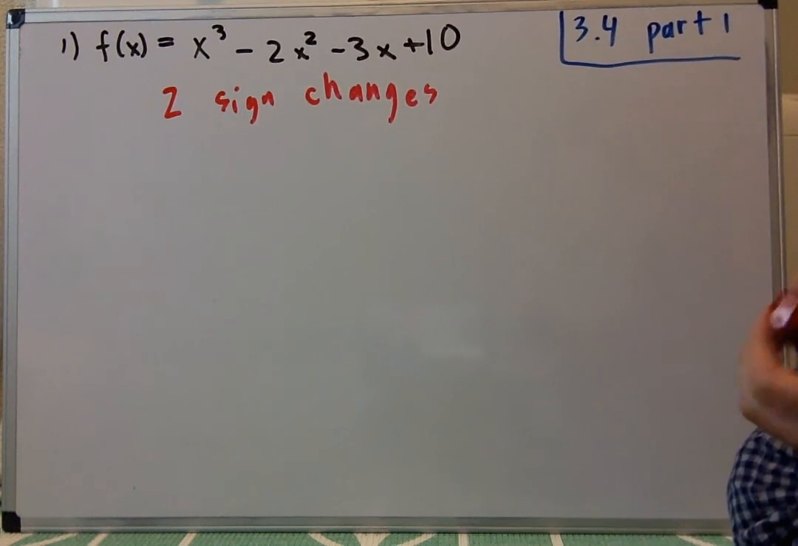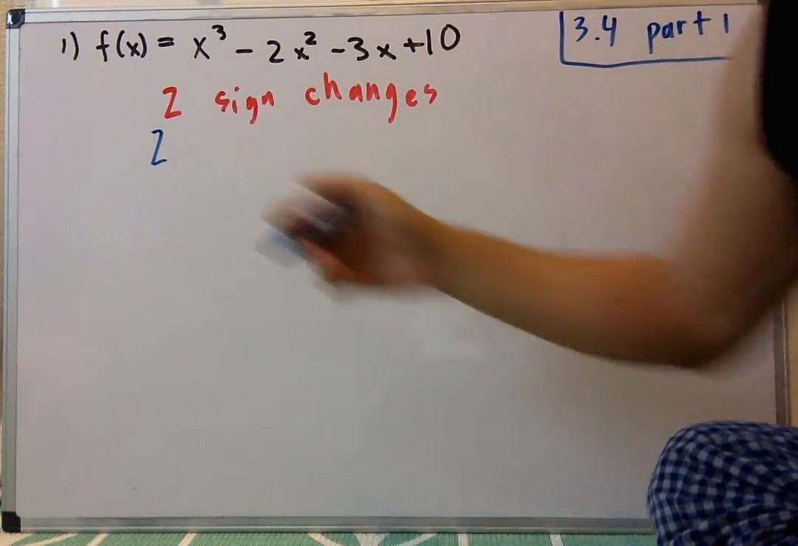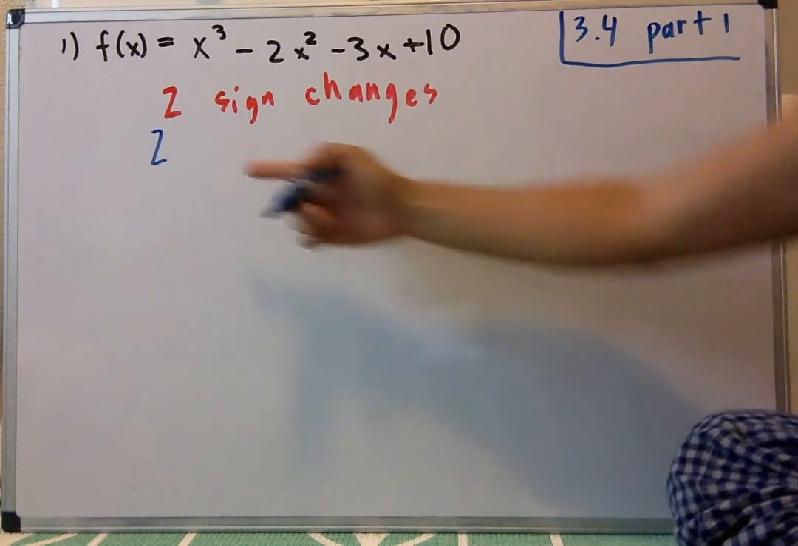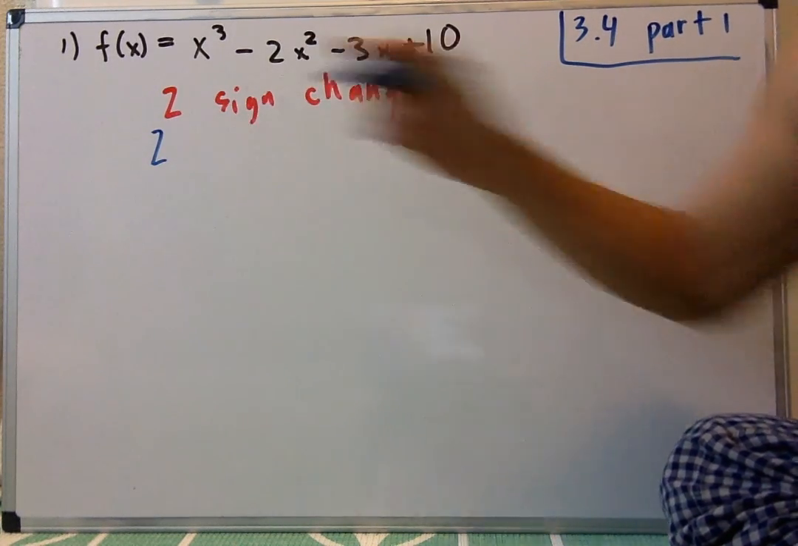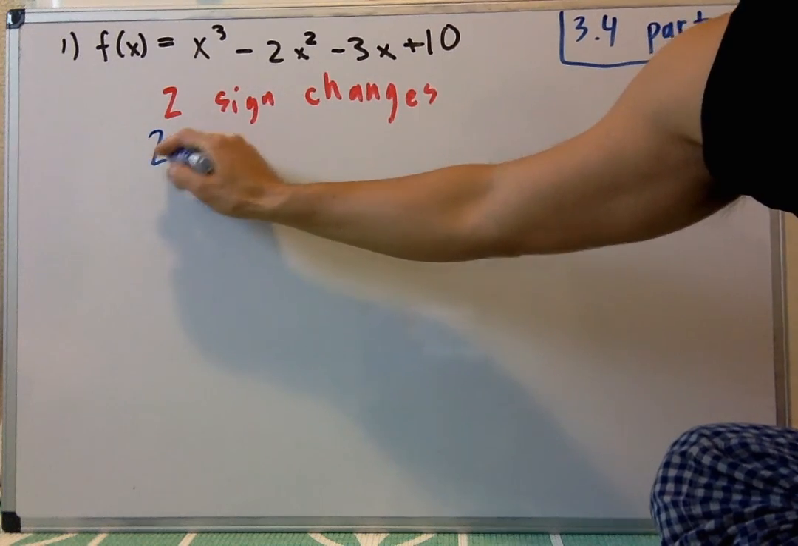Okay, what that means is I'm going to have possibly two positive real roots, or the theorem says that number 2, subtracted by some even number. So 2 minus, the next one would be 2 minus 2, which is 0.